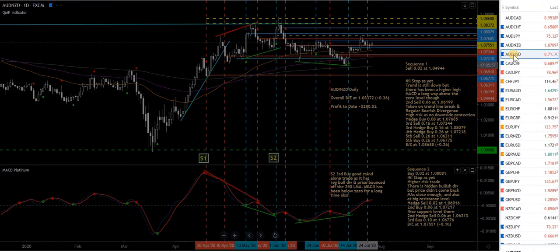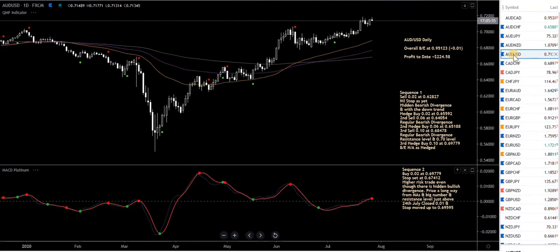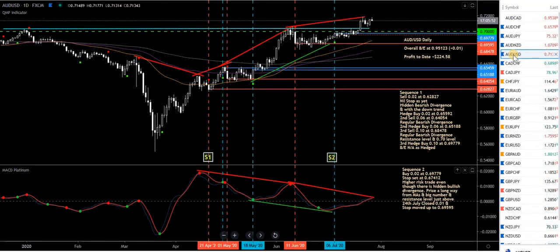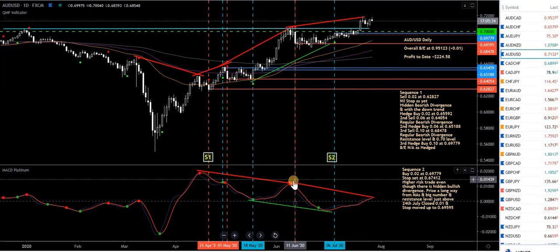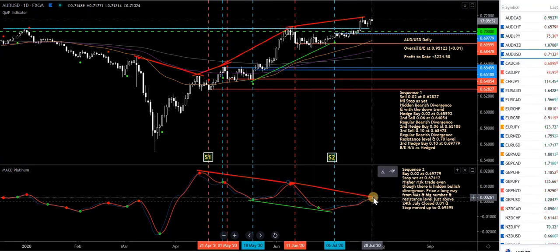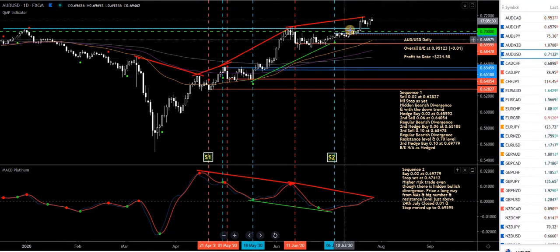All right, Aussie USD. I think I've got a few trades on this too, or have I? Yeah, got an old sequence 1 back here. And sequence 2 is a standalone buy. And it's already closed half. Possibility of regular bearish divergence forming. You see higher highs on price, hasn't been confirmed yet. And the MACD Platinum is making lower highs, hasn't been confirmed.